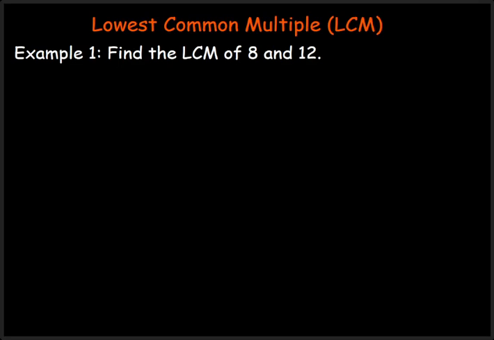So for today we'll be taking lowest common multiple. Example 1, find the LCM, that's lowest common multiple, of 8 and 12. Find the lowest common multiple of 8 and 12. So let's see what we'll get there.